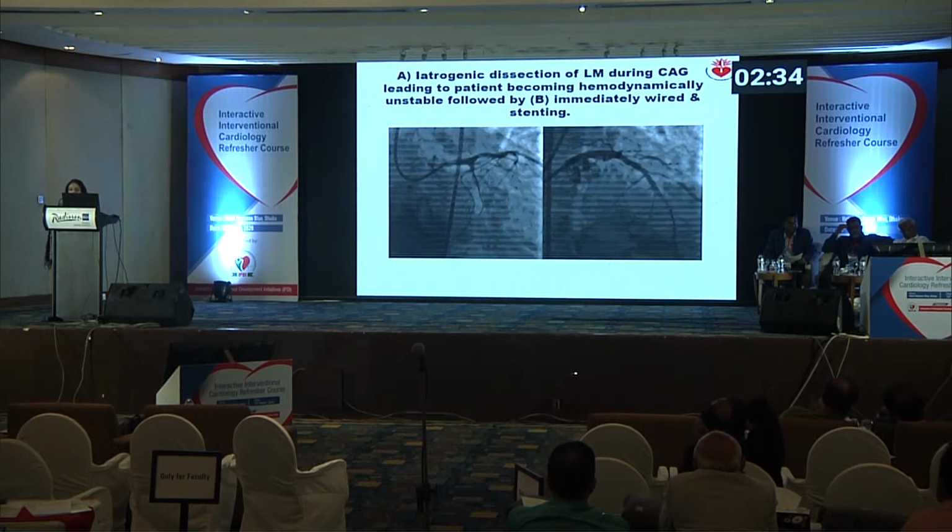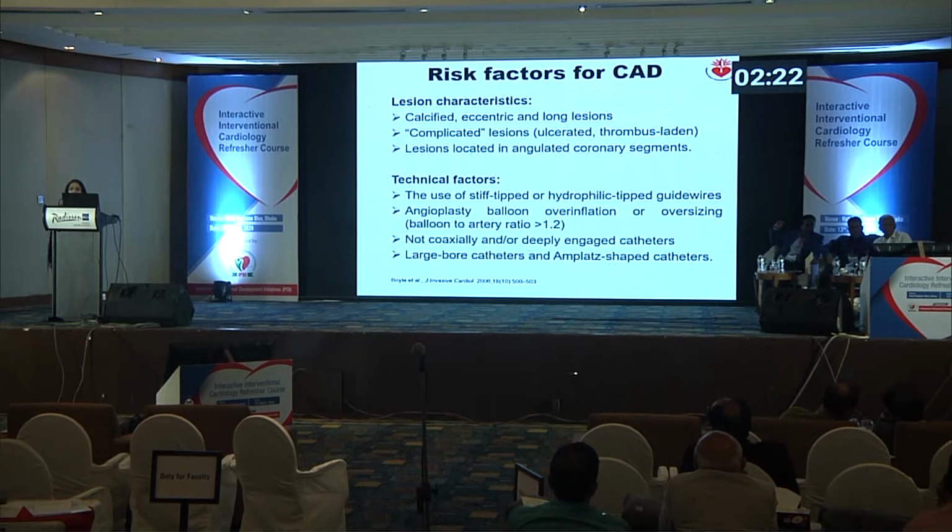Here is an angiogram where you can appreciate haziness in the left main. So there is a dissection in the left main, which was managed by putting a stent from the left main to LAD. So in the case of coronary artery dissection, there are some risk factors or predictors that we should keep in mind while doing any intervention.